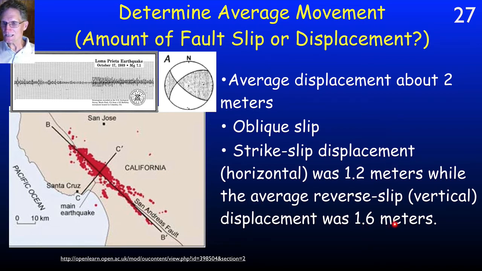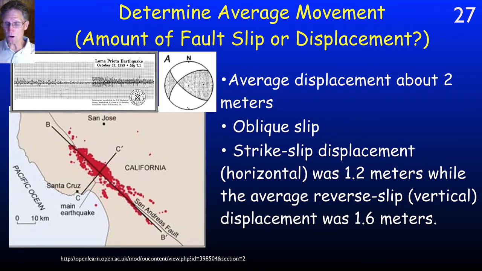And 1.6 meters of the slip was reverse slip, or hanging wall up. In other words, some vertical motion. So the 1989 Loma Prieta earthquake had a complicated focal mechanism and pattern of slip. Partially right-lateral strike-slip, which, as we'll learn later in this class, is characteristic of the San Andreas Fault, but also it had vertical motion or reverse motion.